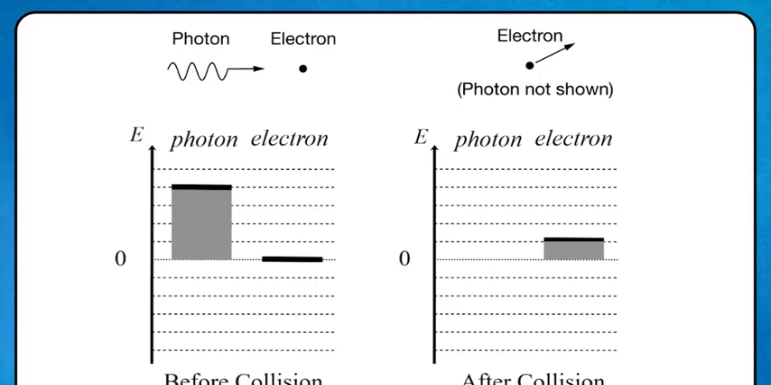Now, since the collision is elastic, the total energy before the collision is the same as the energy after the collision. So that means the energy of the photon after the collision would be less than before the collision. I've shown that here as 3 units so that I have a total of 4 units of energy.